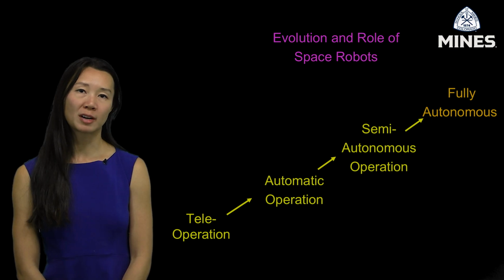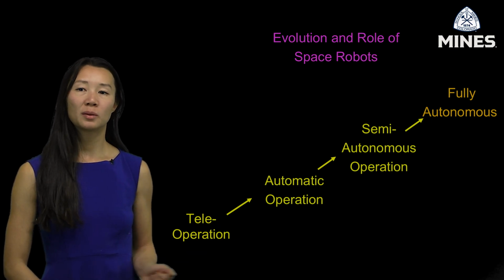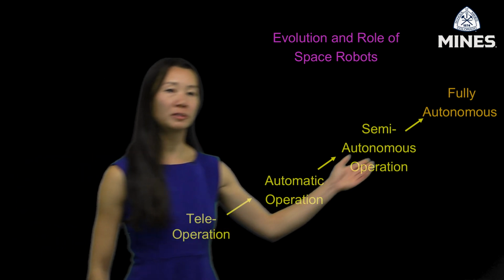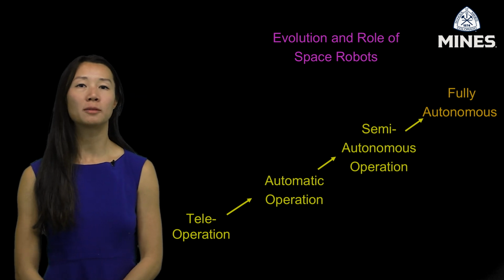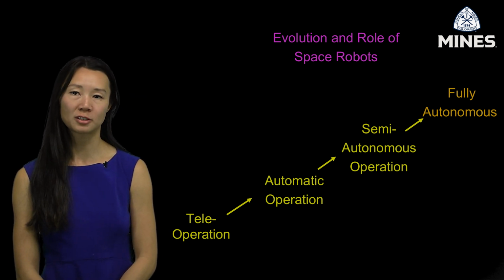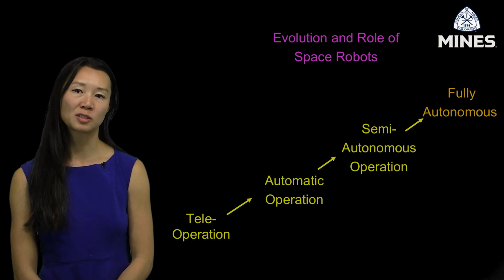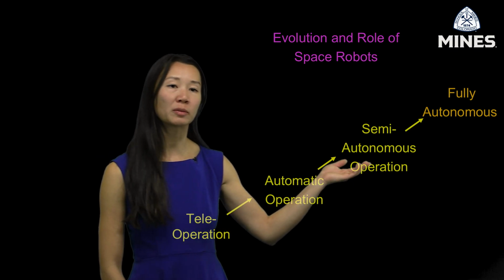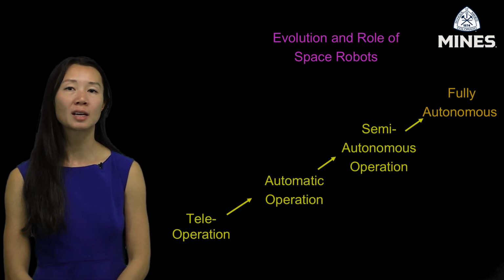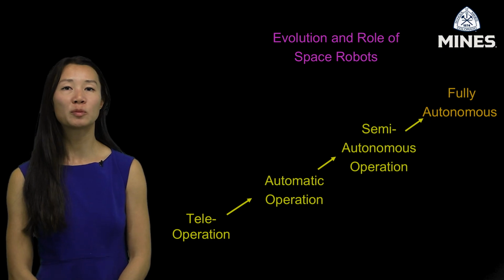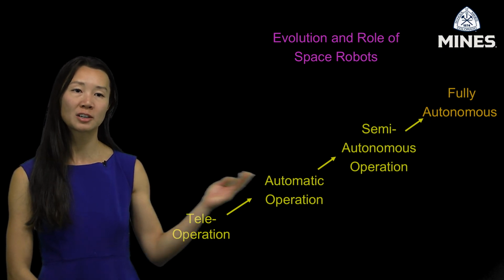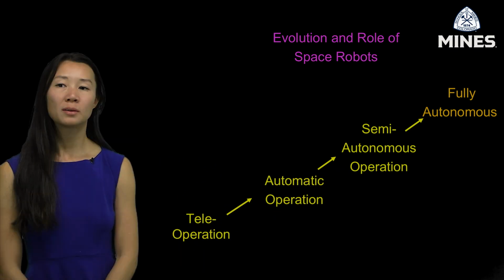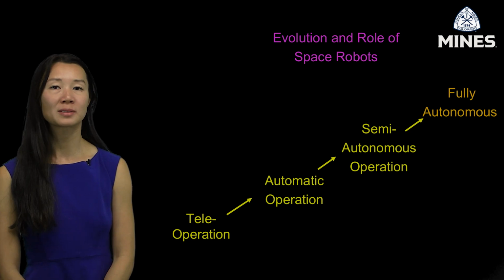The spectrum of autonomy ranges from teleoperation, which is operation from a human and is entirely not autonomous, to fully autonomous, which is when a robot makes all the decisions in its operations. Our historical missions relied heavily on teleoperation, but we have evolved in our relationship with robot intelligence in allowing robots to take on more and more responsibility in performing its own actions through automatic operation and making its own decisions through semi-autonomous operation. We may see fully autonomous space robots one day.